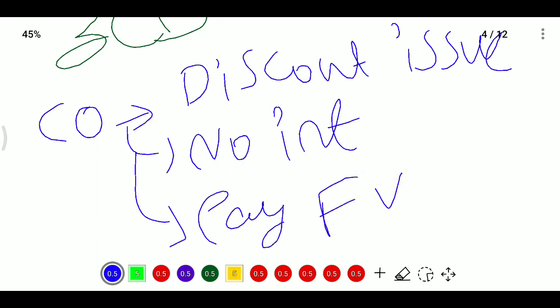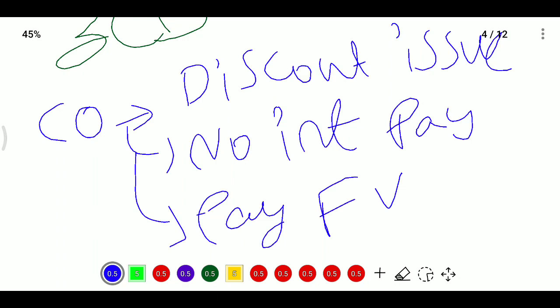For example, if the government of India has issued 6 months bonds at 90 rupees, and it will repay at 100 rupees, that 10 rupees will be considered as interest or coupon, whatever name you want to take. And it is also known as a deep discount bond.